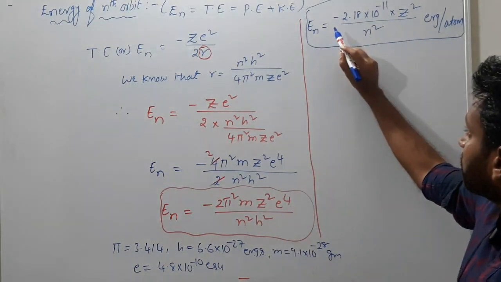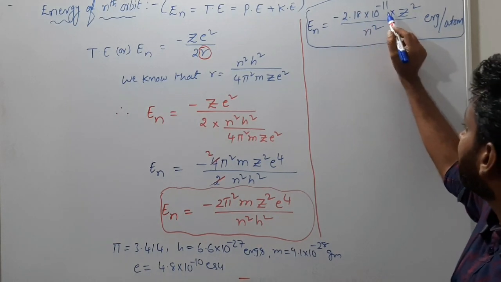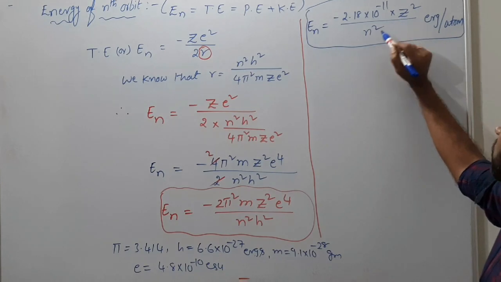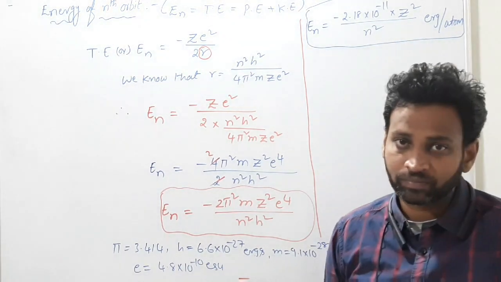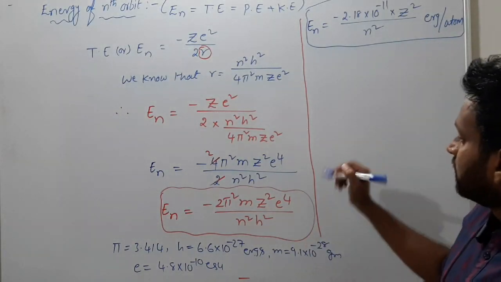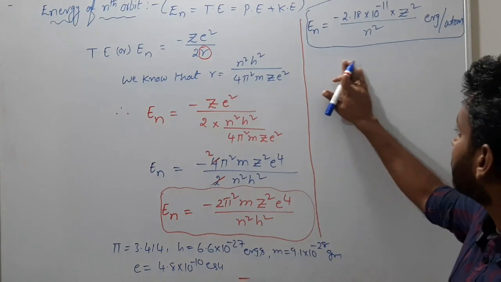So what is the energy of the nth orbit? Minus 2.18 into 10 power minus 11 into z square by n square ergs per atom. Got it? So everyone, remember this formula. You can understand everything.